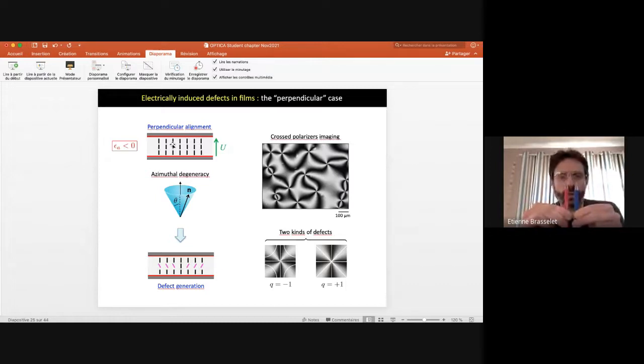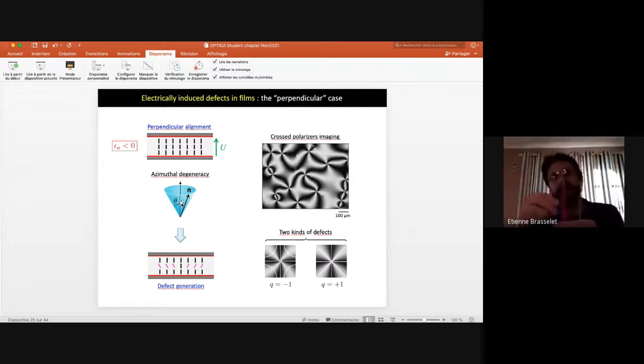However, the starting point is vertical, exactly parallel to the initial electric field, which means that it could go like this, but it can also go like that. It can go like this, like that. So it can go in all directions. This is the meaning of the cone here. The reorientation plane can be arbitrary.